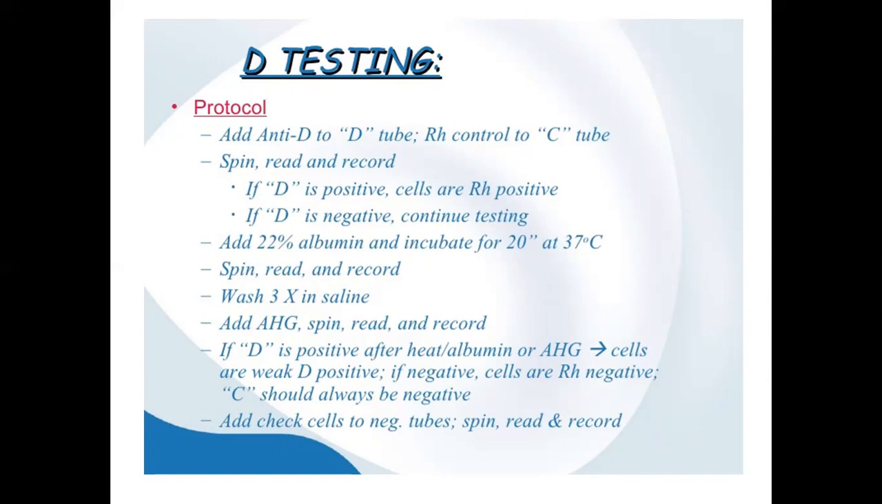So if we don't establish whether they are weak D or partial D with a missing portion, we will mistype the patient as Rh negative, right? If we cannot establish that, because the reaction is weak and we don't see agglutination, we mistype them as D negative. Now, what is the clinical significance of this?